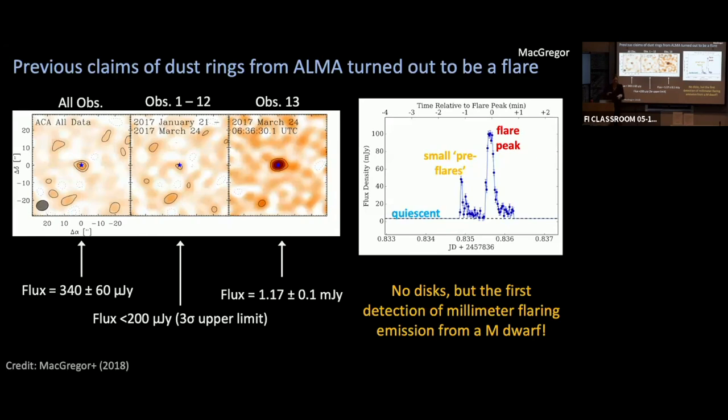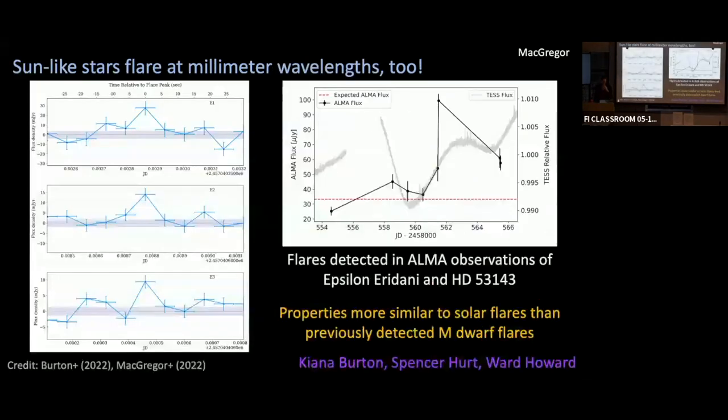That's bad news for disks, because that means there's no evidence for dust in Proxima Centauri at all. But it was the first time we'd actually detected a star flaring at millimeter wavelengths. And that turns out to be interesting. But then the question is putting that in context, right? So maybe Proxima is just a weirdo, and it's the only one that we've ever seen to flare at millimeter wavelengths. So here's 2 other examples, right?